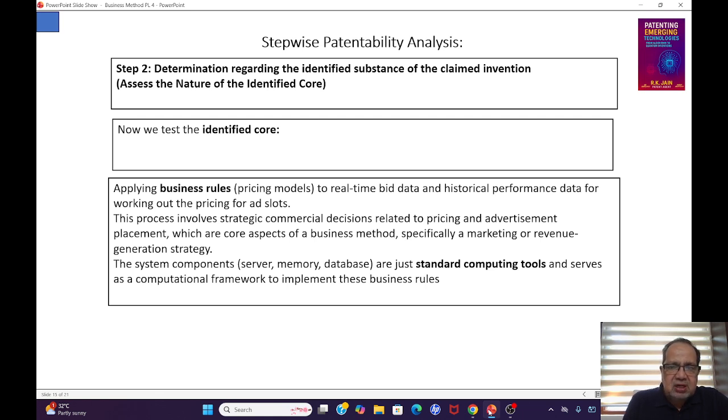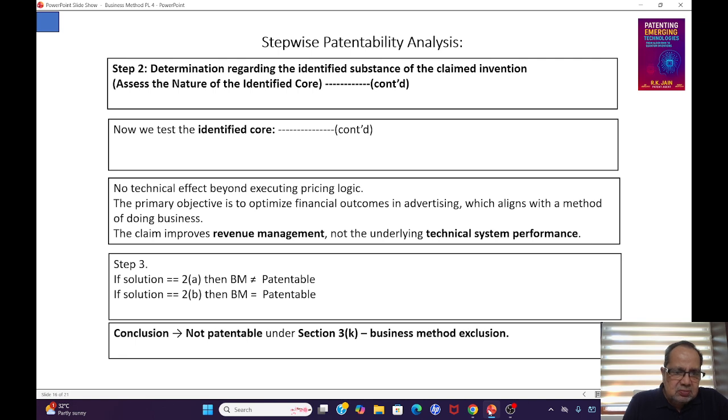There is no technical effect or technical approach being adopted toward it, because it is run on standard computing tools. So hence, as part 3 we can conclude the following: that there is no technical effect beyond executing pricing logic. The primary objective is to optimize financial outcomes in advertising through the business method. This claim improves revenue management, not the underlying technical system performance. They are just ordinary standard systems.